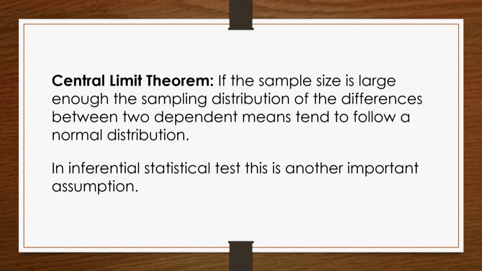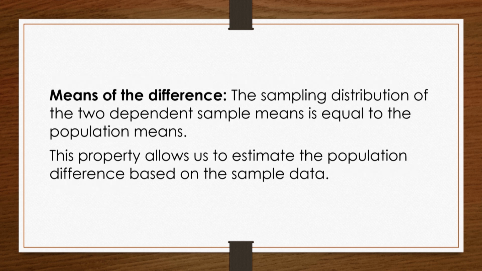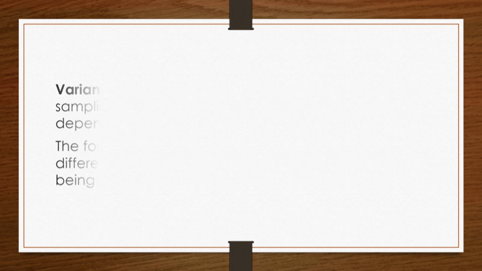In inferential statistical tests, this is another important assumption we keep in mind whenever we apply a statistical test. Means of the differences. The sampling distribution of the two dependent sample means is equal to the population means. This property allows us to estimate the population differences based on the sample data.